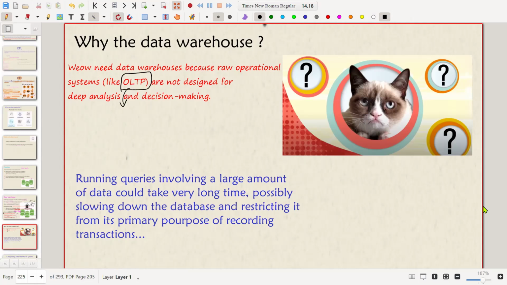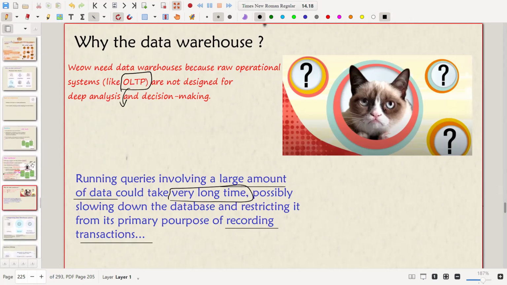Running queries that involve a large amount of data could take a very long time, possibly slowing down the database and restricting it from its primary purpose of recording transactions. This is the reason why databases won't serve the purpose alone, and why we have to move further away from the database. The further away from the database is nothing but the data warehouse. This is the reason why a data warehouse is constructed.